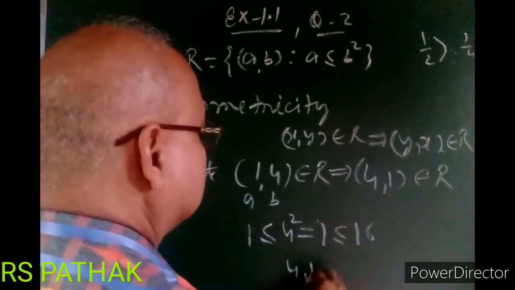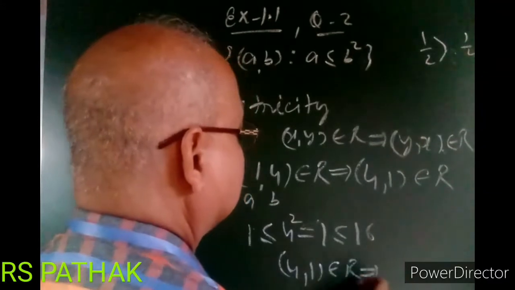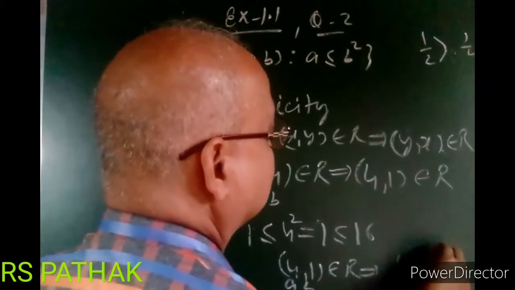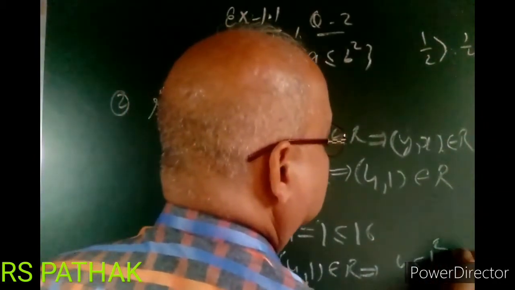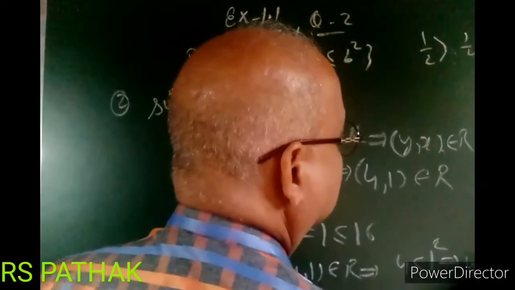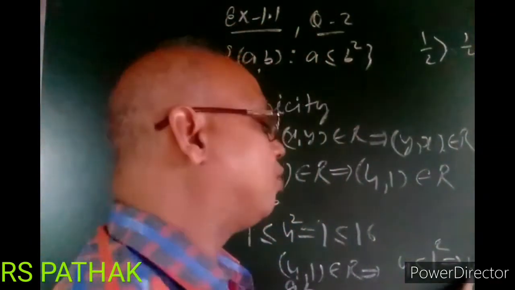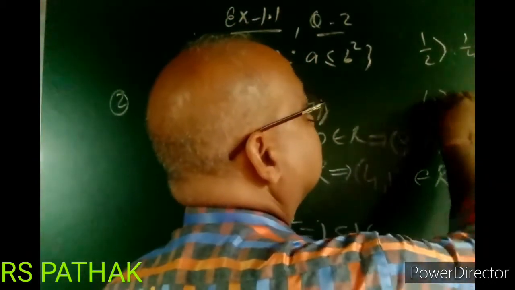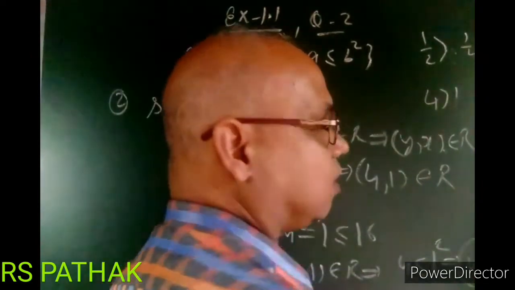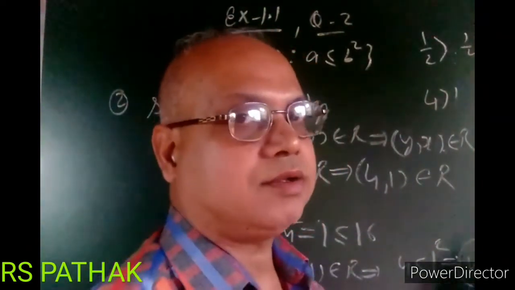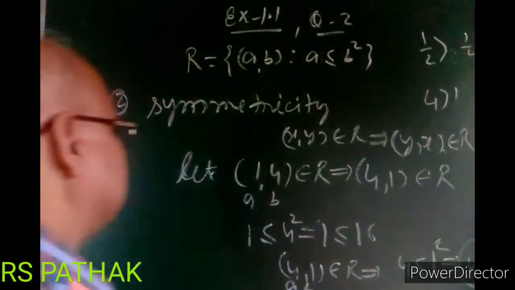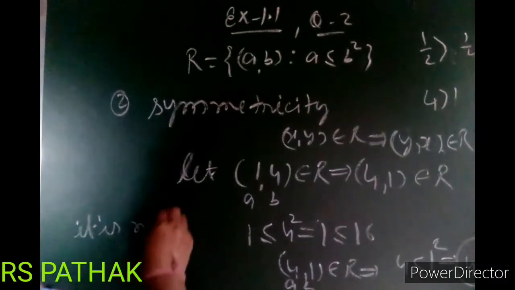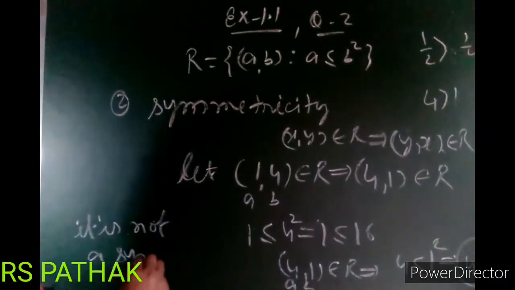Then (4, 1) belongs to R means this is a, this is b. Then 4 less than or equal to 1 squared, which means 1. Here it is said 4 is less than or equal to 1, but 4 is greater than 1. So this is wrong. Therefore, it is not a symmetric relation.